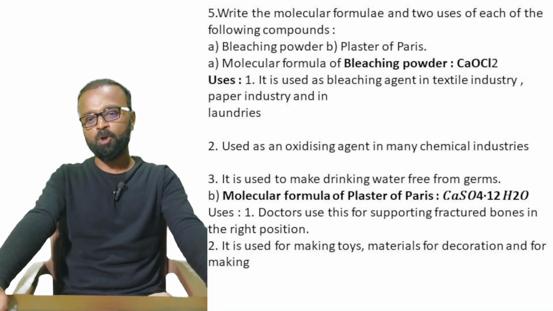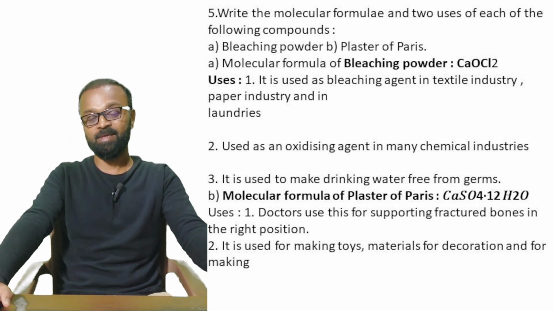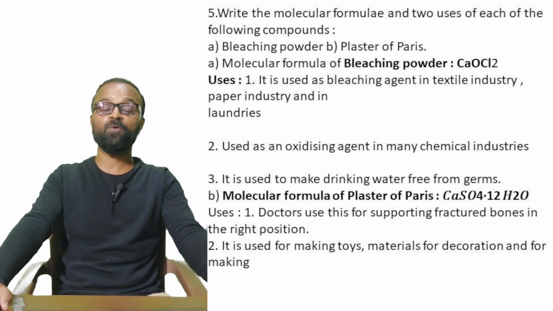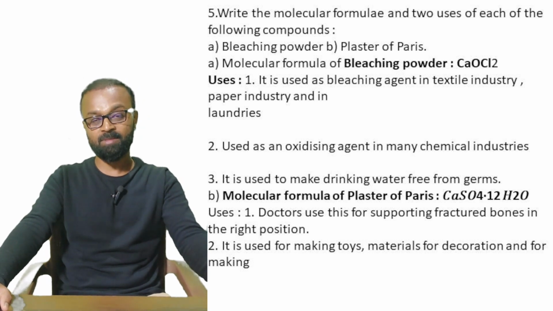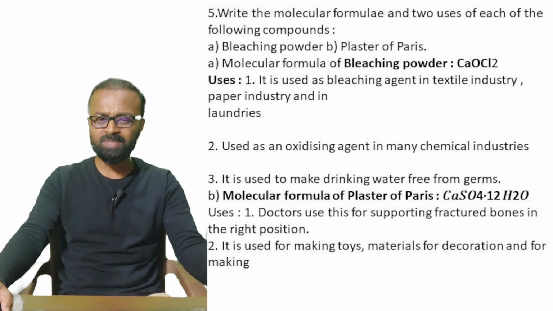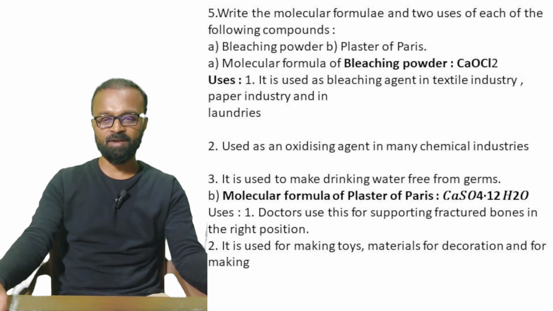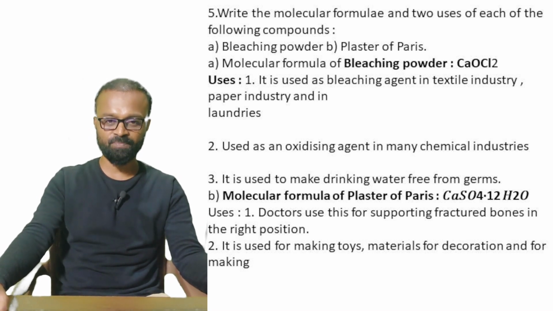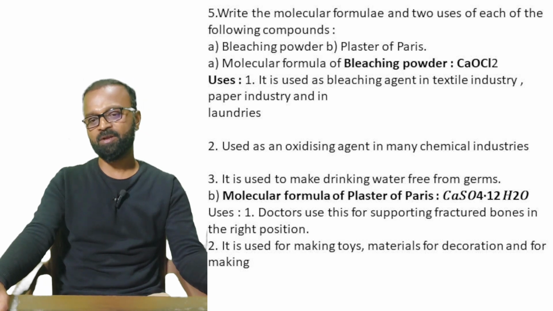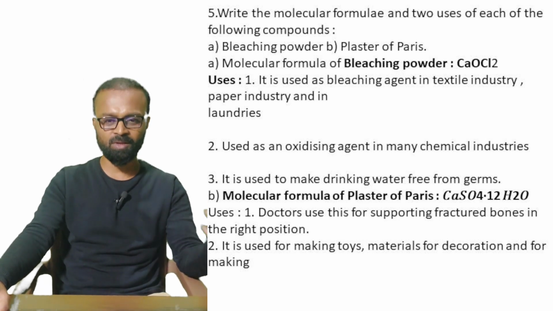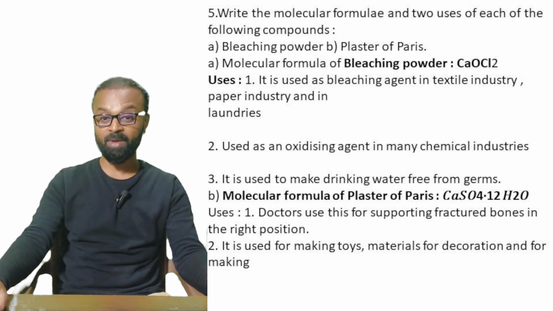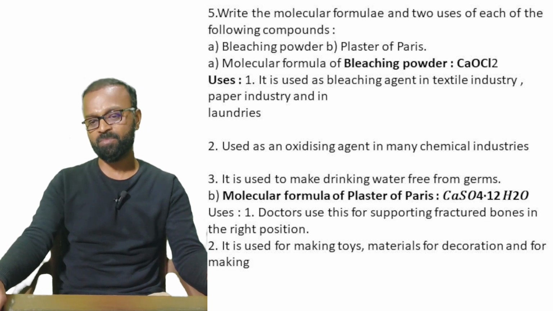So the molecular formula of the bleaching powder is CaOCl2, and the chemical name is calcium oxychloride. It is used as a bleaching agent in the textile industry, paper industry, and in laundries, and as an oxidizing agent in many chemical industries. A few more are there, you just go across. It is used to make the drinking water free from germs.